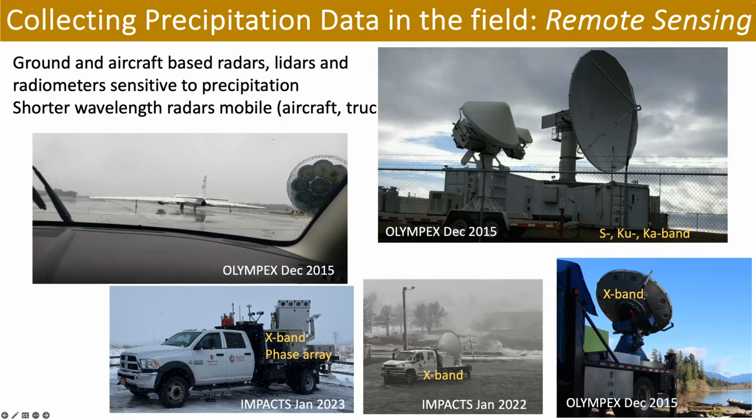But if you use smaller wavelength bands like X-band or Ku and Ka, you can actually put them on the backs of trucks and drive to your location, as long as you have permission to use those radars at that location.